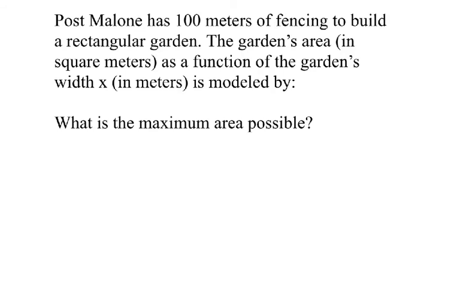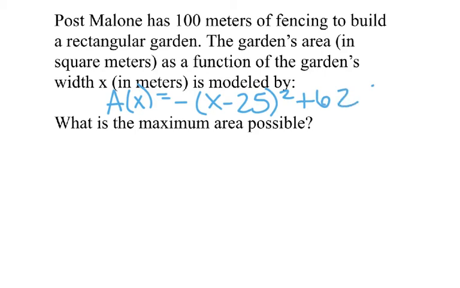Post Malone has 100 meters of fencing to build a rectangular garden. The garden's area in square meters as a function of the garden's width x is modeled by A of x equals negative (x minus 25) squared plus 625. So, it's already given you the vertex. You just need to interpret it.